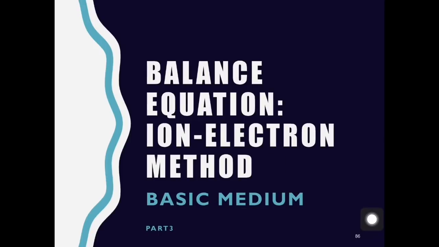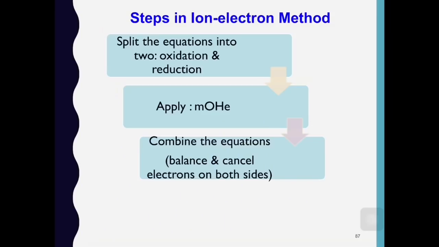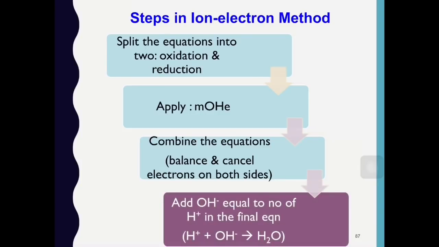So what's the difference between acidic medium and basic medium? These are the steps in ion electron method. Actually, the steps are similar to the steps in acidic medium. See? All the 3 steps are similar to the previous one. But the difference here is the last step where you have to add OH minus equal to the number of H plus in the final equation. So H plus and OH minus will produce a water molecule.